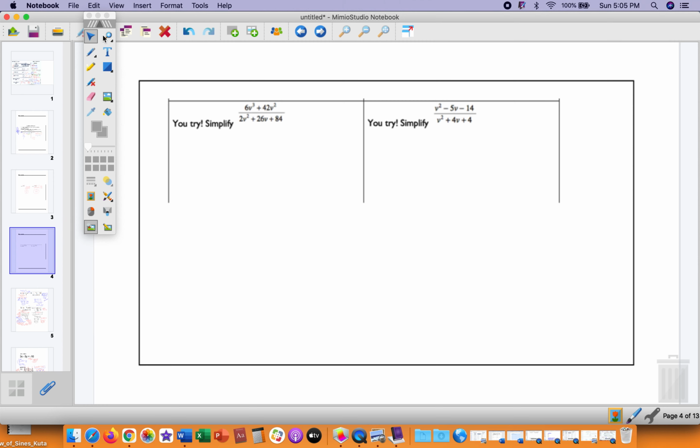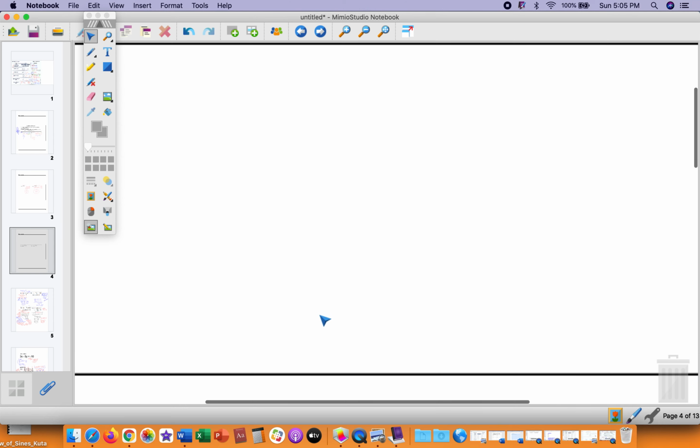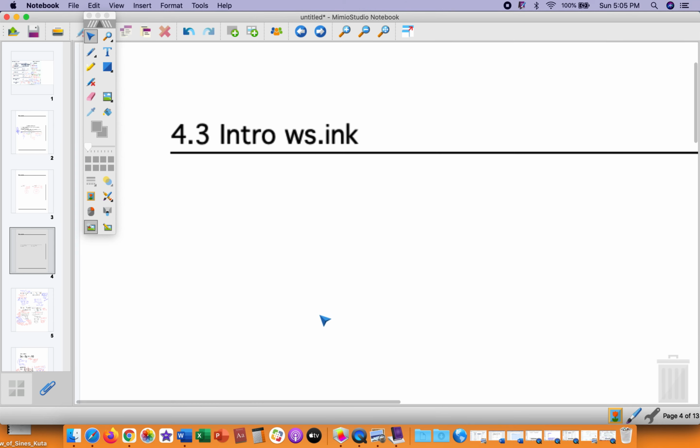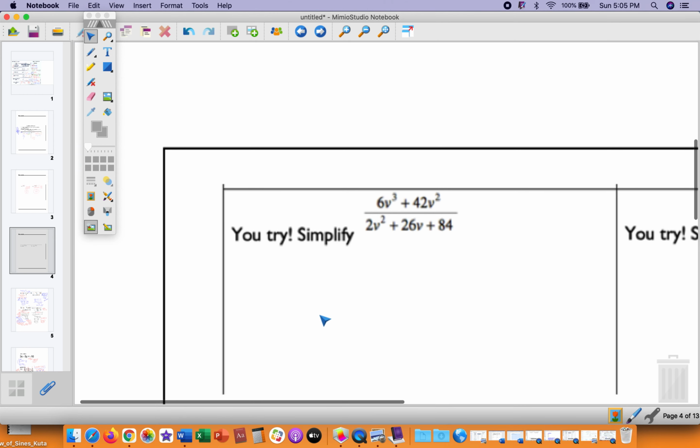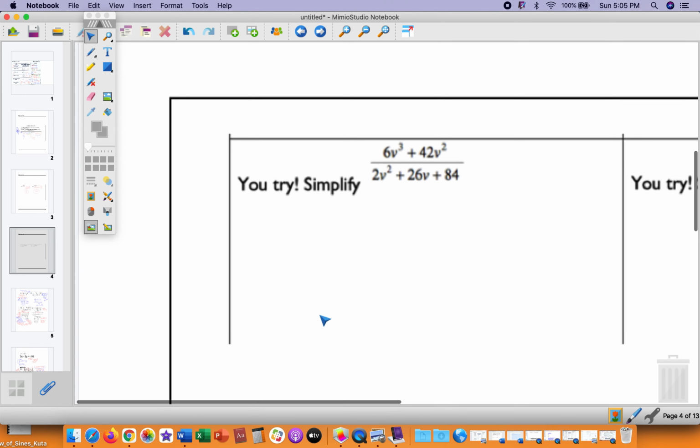Let's look at the next page. Okay, so on top, these are a little tricky. On top here, it says 6v cubed plus 42v squared. So you first want to see if there's a number or letter that you can divide out. So I see that they're both divisible by v squared, and I see that they're both divisible by 6. So on top, I'm going to take out a 6, and I'm going to take out a v squared.